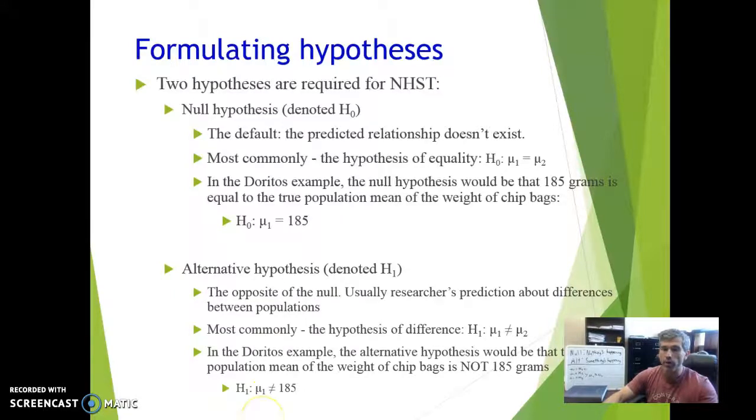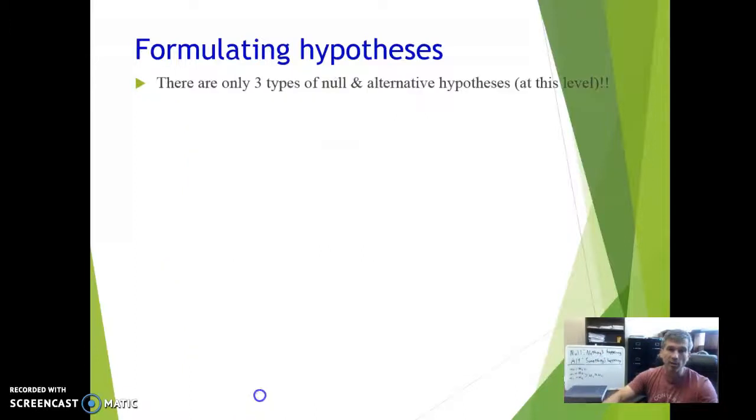The two populations could be equal. Population 1 could be bigger than population 2 on average. Population 1 could be smaller than population 2 on average. Those are the only three things that can happen. So again, it's a little bit confusing with the terminology and how it works, but ultimately you're just taking a handful of possible outcomes and using all of them to make these two hypotheses.